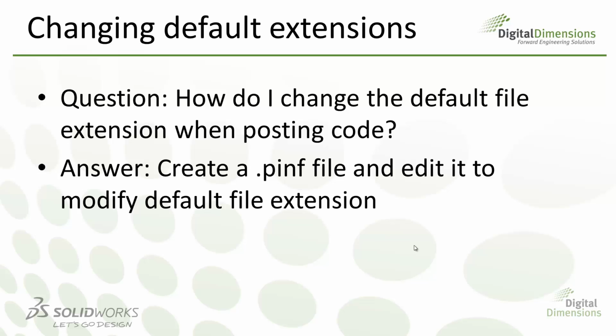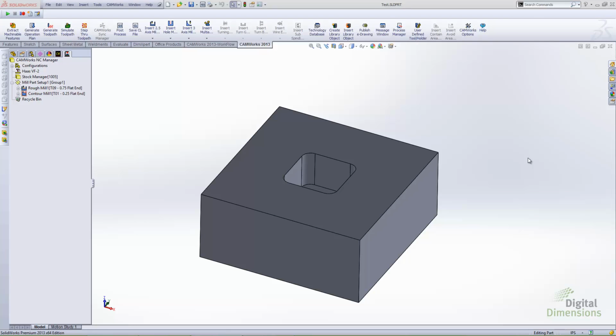Now I want to jump into the software and show you how this is done. Here I have a real basic part. For the simplicity of the post processor topic, I'm not going to get into really complicated parts, because it doesn't help in showing you post processor things. I've generated just a couple of toolpaths here, and I'm going to show you what I mean by changing the default file extension when you're posting code.